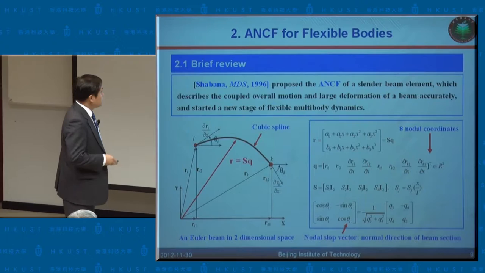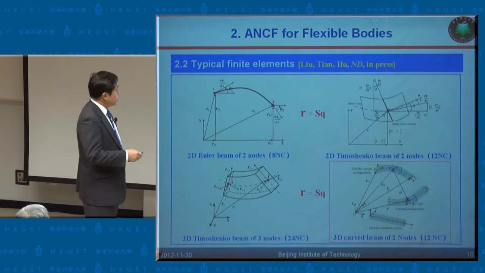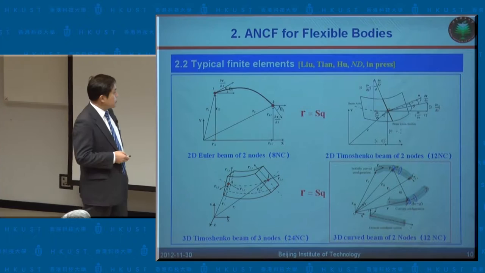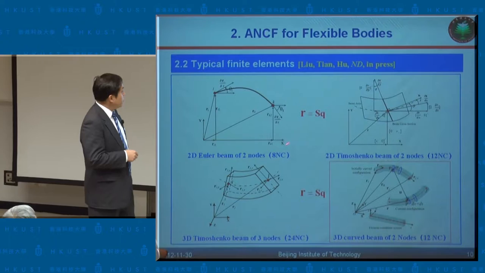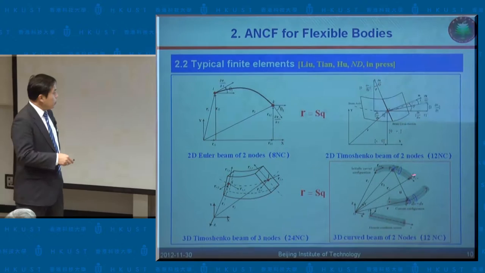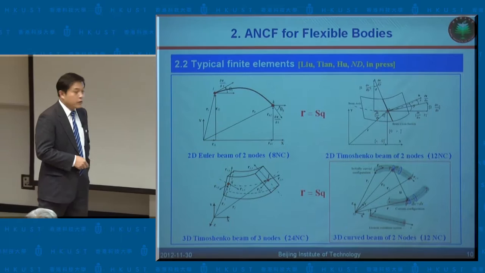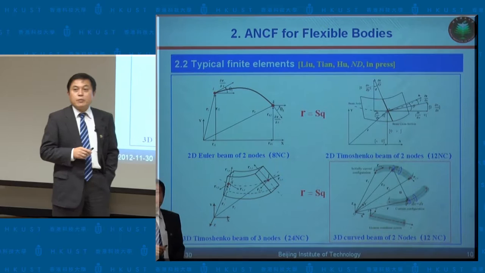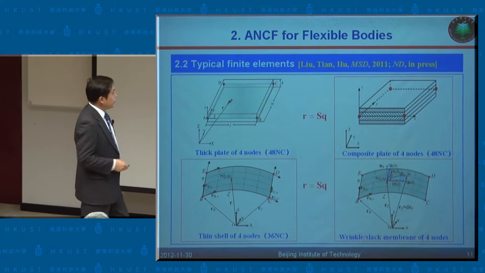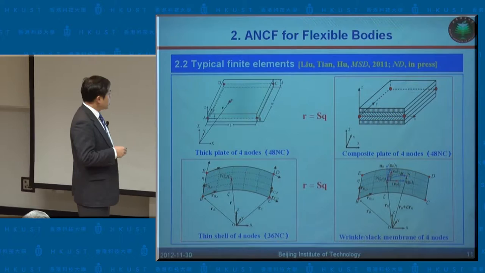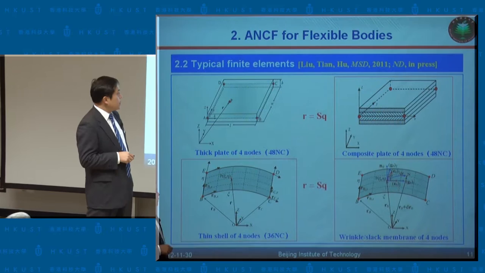Following this idea, we can further establish more finite elements for, say, beams, plates, etc. For example, we can describe the configuration for the slender beam and the Timoshenko short beam, etc. By the way, we've established finite elements for curved beams in three-dimensional space, which can be used to describe the soft cables or meshes in our structures. And furthermore, you can expand the idea to establish finite elements for plates, composite plates, curved shells, etc.